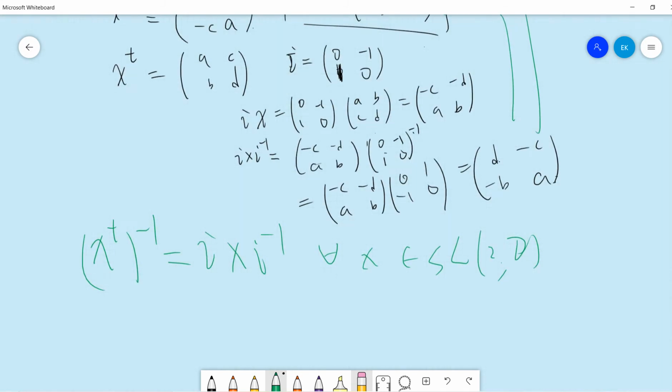So this shows that the transpose inverse map is indeed an inner automorphism, due to this I.